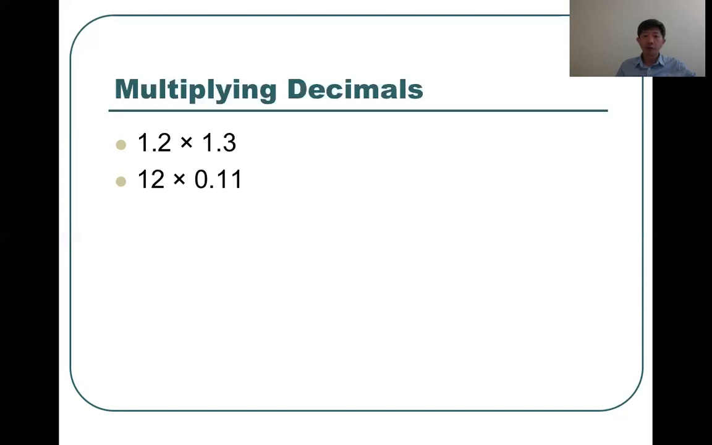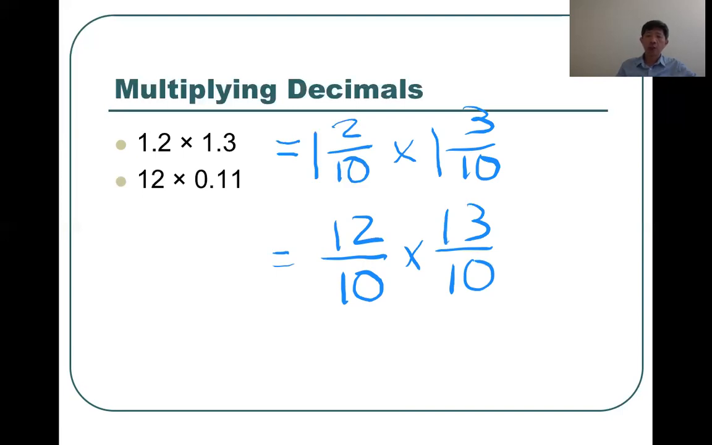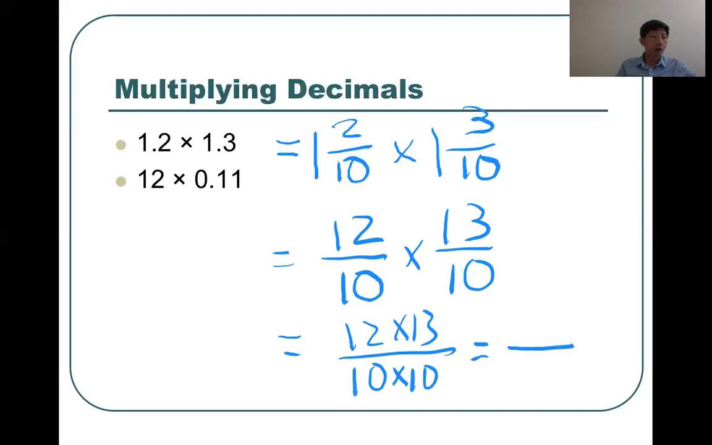I think their previous knowledge is fractions, right? So can we say 1.2 is 1 and 2/10? Makes sense to you? Yes. Times 1.3 is 1 and 3/10. Makes sense to you? Yes. So therefore, we change into improper fractions. That'll be 12 over 10 times 13 over 10. Is that right? Okay. So therefore, 12 times 13 over 10 times 10. So we got 156 over 100, right?